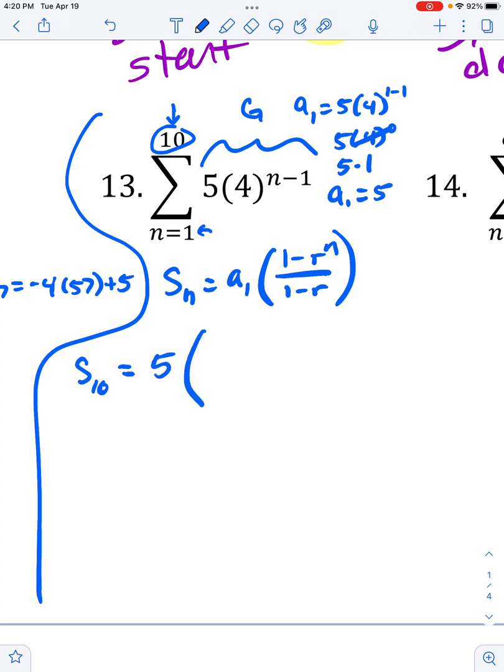Then the formula says to do 1 minus r. R is always the thing raised to the power. So in this case, it's a 4. And the power is how many numbers I'm adding up, which is 10. And then on the bottom, 1 minus my r value again.